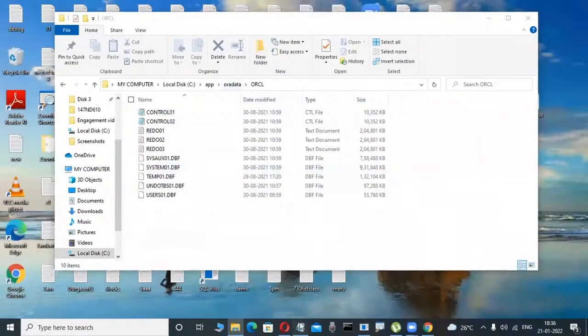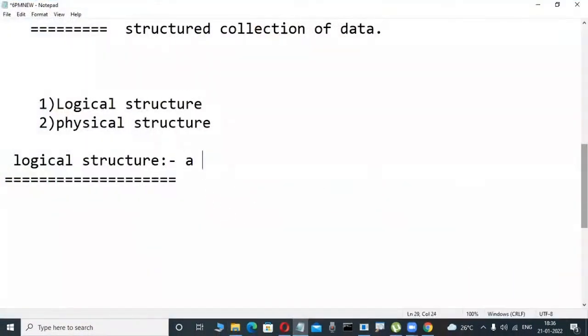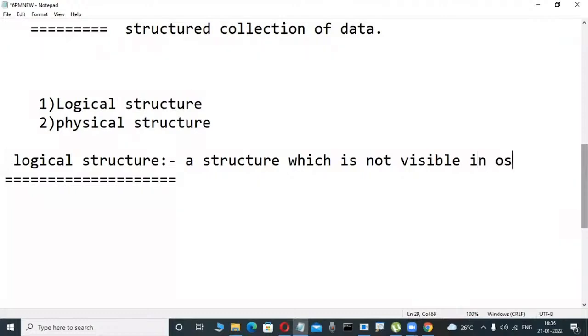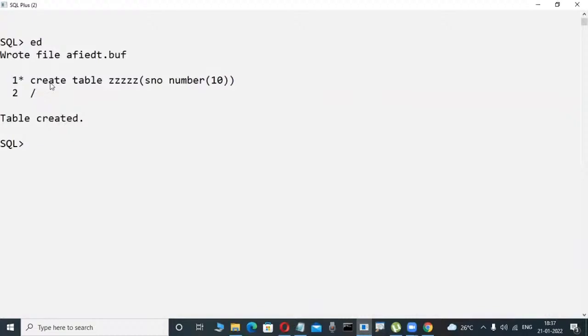That's why, what is a logical structure means, don't write it: a structure, here a database structure, don't worry. A structure which is not visible in operating system, in OS, is called logical structure, logical structure of the database. That's why you are creating a table also, we are unable to view it in C drive, D drive like that only. But where it is visible, yes, in a database.